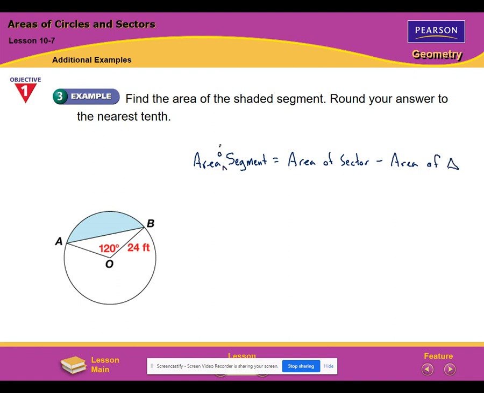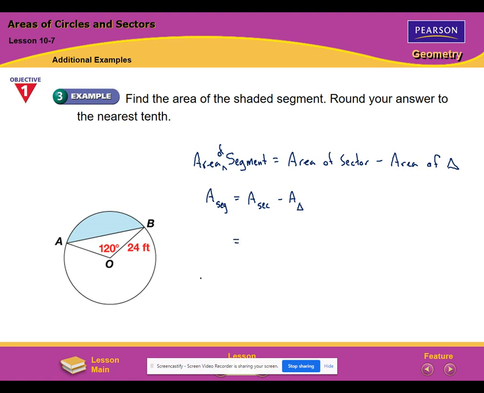I'm going to stick an "of" in here. Area of the segment is equal to the area of the sector minus the area of the triangle. In fact, I even like to do this sometimes too, with little subscript notation like this: area sub seg, the segment, equals the area sub sector minus the area sub triangle. That's the calculation we're going to be doing.